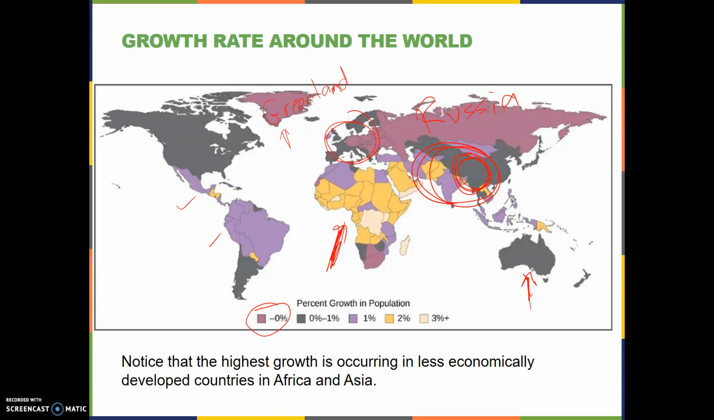And then the areas where we're seeing the greatest growth are going to be in the countries that are economically more disadvantaged. So these areas here, Africa and Central and South America, over into some parts of Asia and the Middle East. So those are less economically developed.